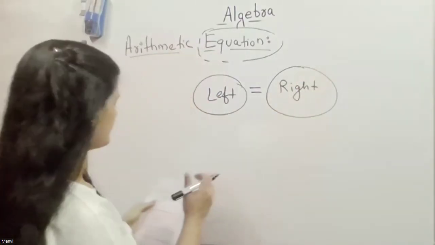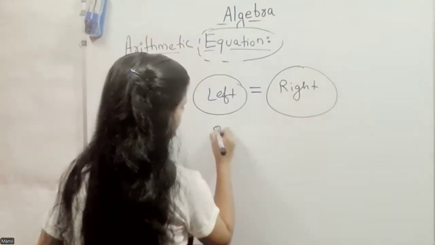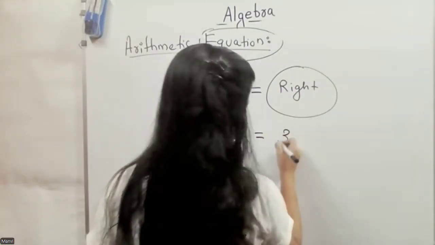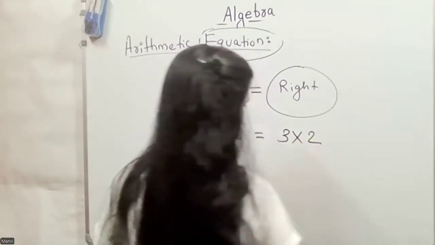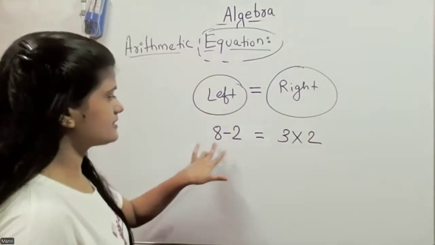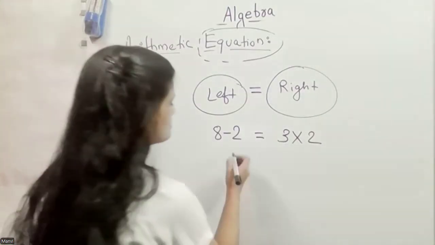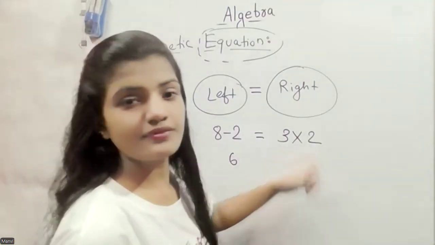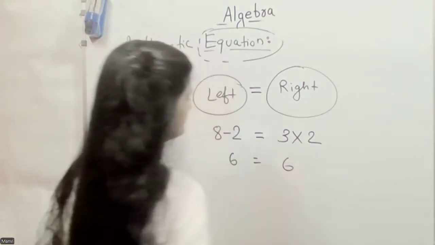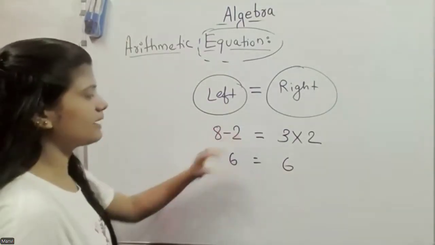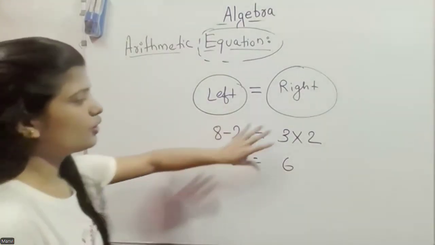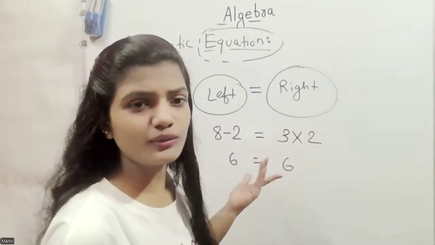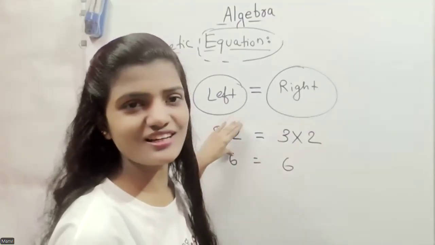For example, if we have one value like this, 8 minus 2, this left hand side, and the right hand side, this is 3 times 2. Okay. So if we calculate this, 8 minus 2, this is 6, and 3 times 2, 6. So here, this is actually the arithmetic equation, where the left-hand side value always equal to the right-hand side value.